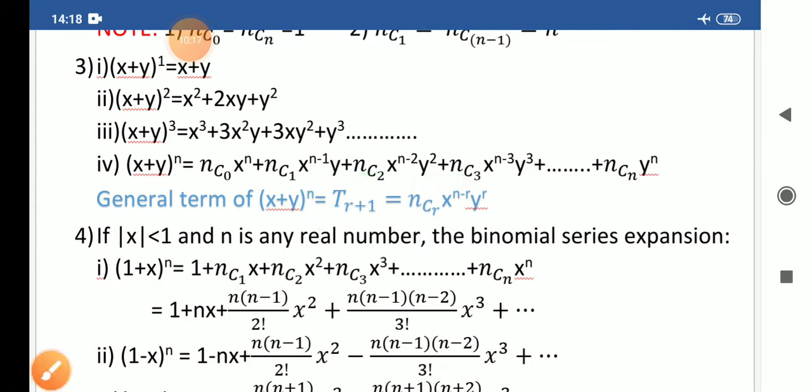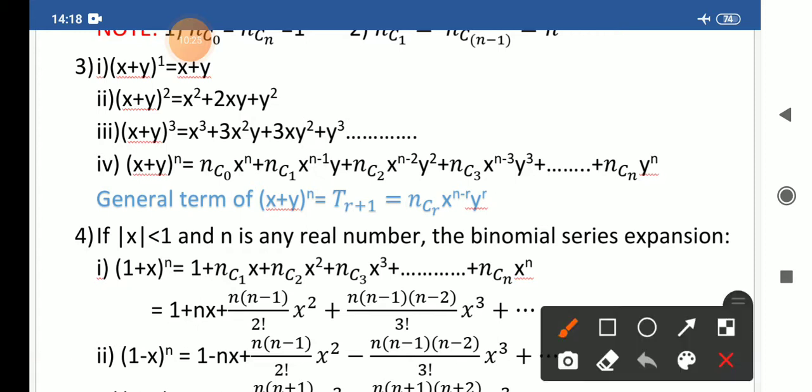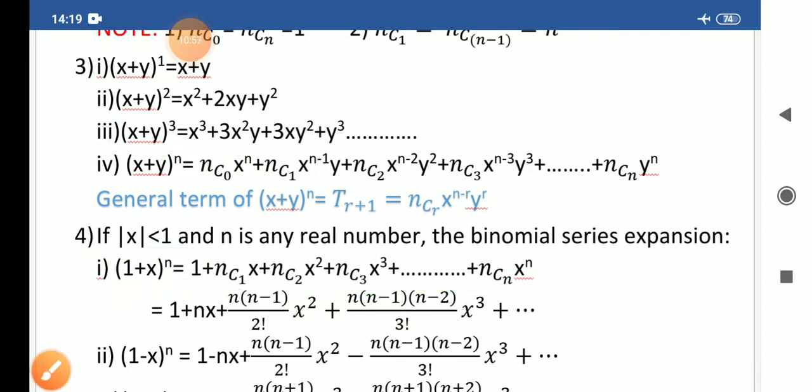Now put x is equal to 1 and y is equal to x in x plus y whole power n. This expansion is valid if modulus x is less than 1. You remember this. If modulus x is less than 1, then x plus y whole power n. That means in this binomial expansion, put x is equal to 1, y as x. We have this. nC0 is 1, x is 1, so 1 plus nC1 x plus nC2 x square plus nC3 x cube plus so on, nCn x power n. We simplify the nC0, nC1, nC2 etc. We have this.